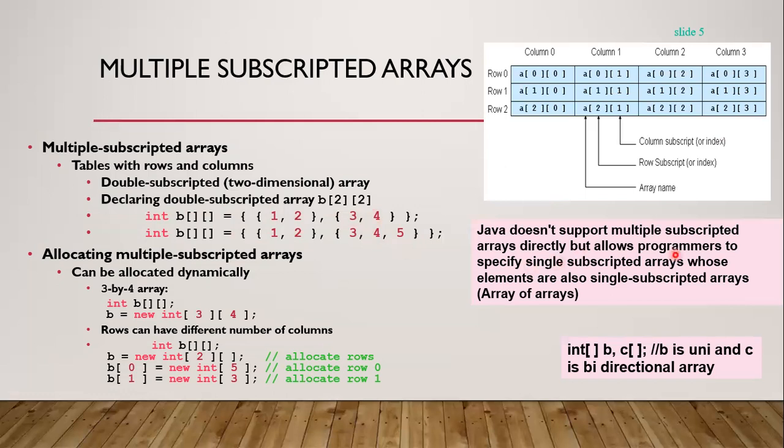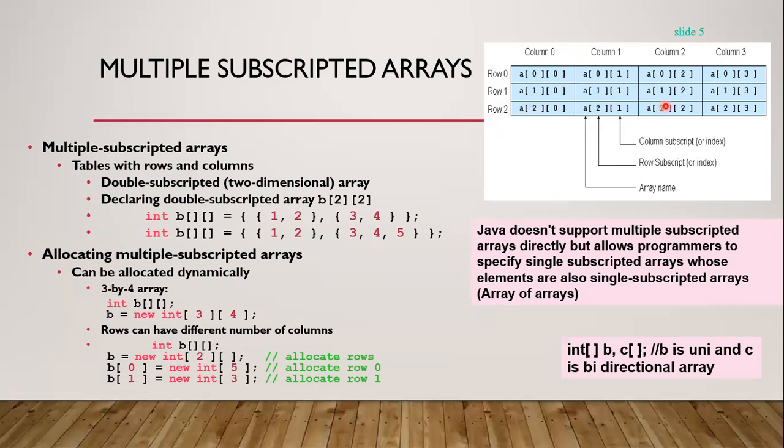Okay, Java does not support multiple subscripted arrays directly, but allows programmers to specify single subscripted arrays whose elements are also single subscripted arrays, arrays of arrays. What does that mean? That means we can make an array of variable sizes. This is not a grid like this. For example, we can make an array of first row having 4 columns, second row having 2 columns, third row 3 columns. In many languages this is not possible.